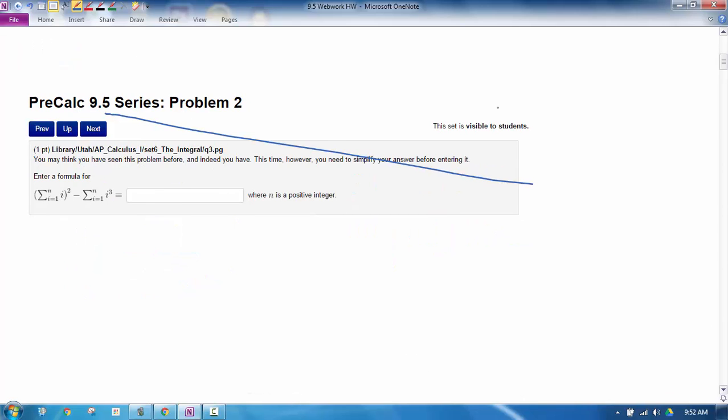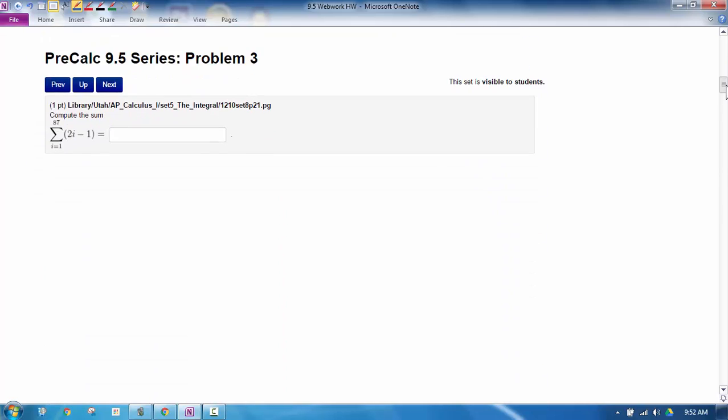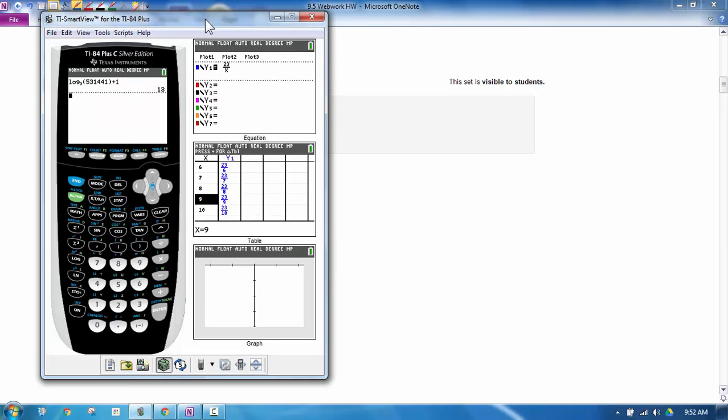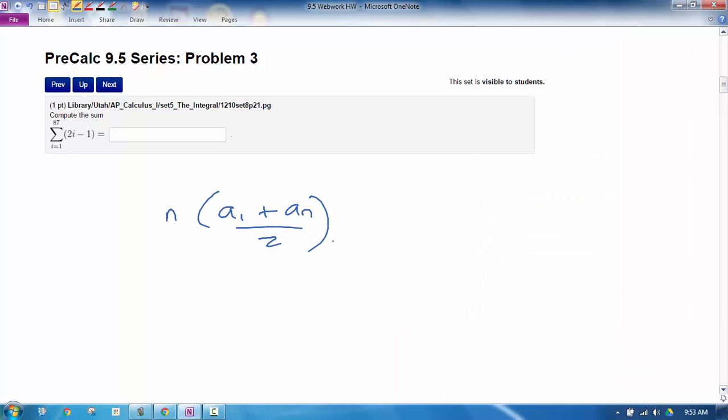All right, we're skipping problem 2. Sorry about that. I did not mean to put that on there, and we're going to go on to problem 3. All right, compute the sum of the next formula. Now we can use our calculator for these. Another thing you can do is recognize that this is arithmetic, and we have a formula on the formula sheet. On the formula sheet, here's the formula.